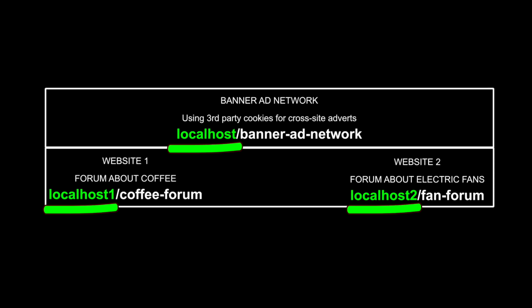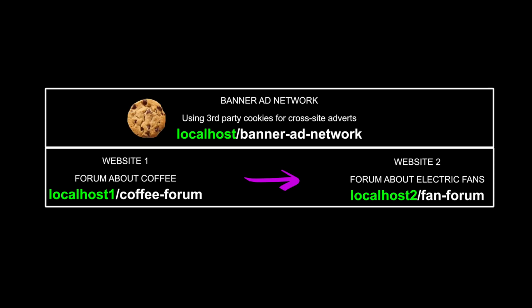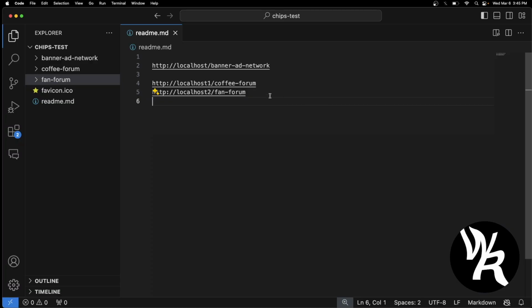So we have the banner ad, the coffee forum, and the electric fan forum. First, we are going to load the coffee forum, then navigate to the electric fan forum. Our banner ad is going to load first on the coffee forum and set a third-party cookie that will be used to serve a targeted ad about coffee on the electric fan forum, a completely different website on another domain. We will repeat this flow with a CHIPS cookie instead of a regular third-party cookie and see how our banner ad behaves differently. So let's get into the code.